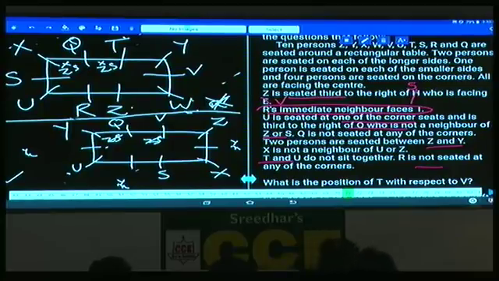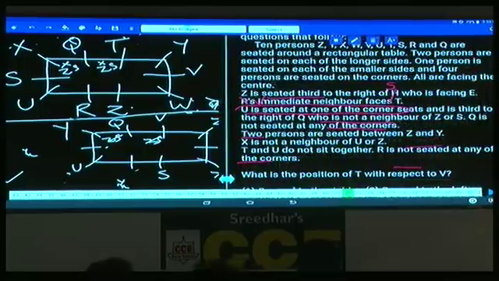Then coming to the second case, let us discuss how X is already finalized. Now we are left with R. R's immediate neighbor faces T, and R cannot be at the end. That means R can be at the shorter end. Now if R is here, immediate neighbors of R are Z and X. The opposite persons of Z and X are already there, hence R cannot be here.